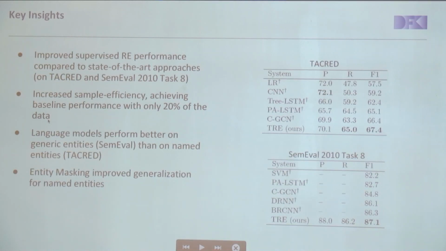Just a little bit of spoiler: it does improve supervised relation extraction performance, and we are also able to considerably increase the sample efficiency. But there are also some limitations. For example, we observed that for certain entity types it works very well, but for others, we still need some guidance to guide the training process to achieve good performance.